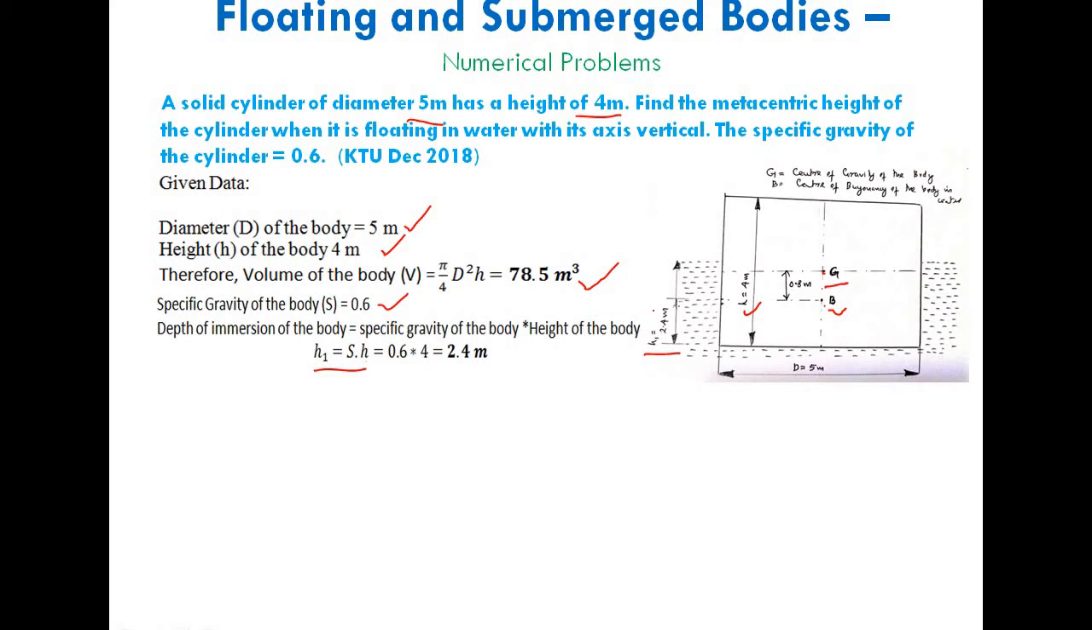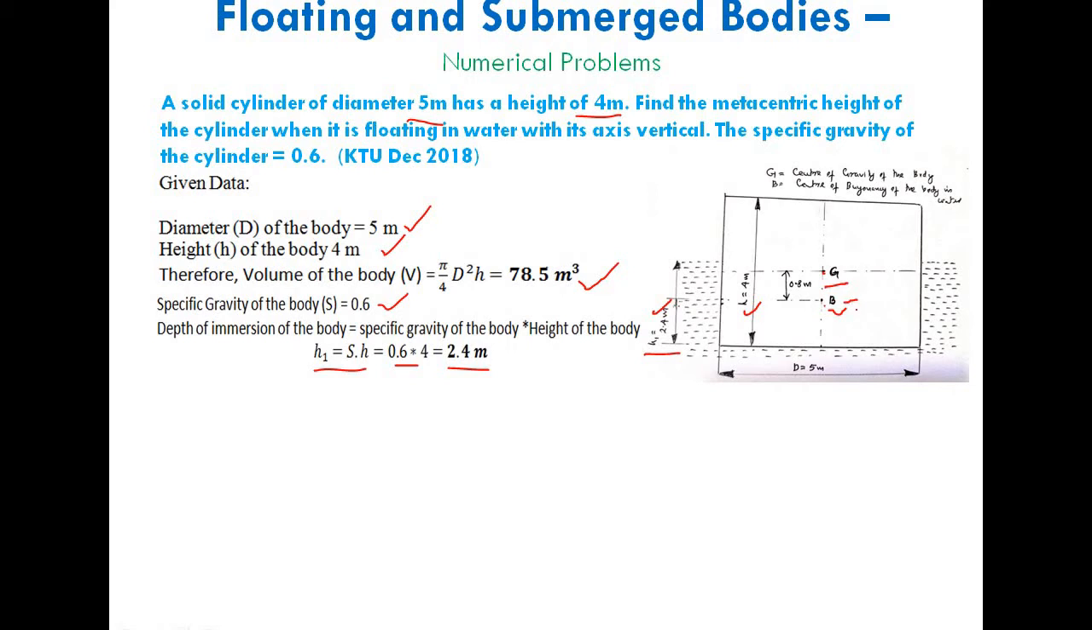So this is h1. So what is h1? 0.6 into 4, that will give you 2.4. So the depth of immersion is 2.4. So what about the position of B, the center of buoyancy? Center of buoyancy will be the center of gravity of the immersed part.